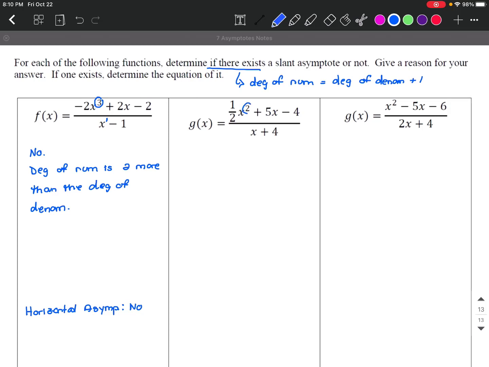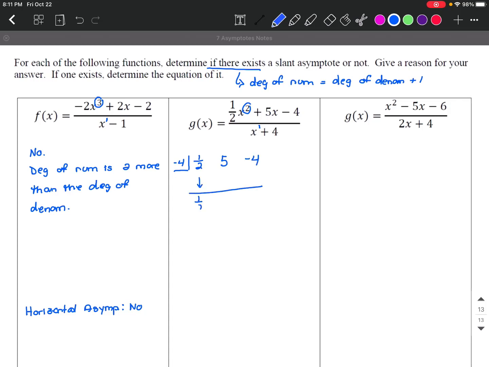Here, the degree of the top is 2 and the degree of the bottom is 1. This is the case that we want. The degree of the top is 1 more than the bottom. So we're going to do synthetic division. x plus 4 is in the bottom, so that root is -4. Now we take the coefficients of the top. I have 1/2 x squared, I have 5 x's, and I have a constant of -4.